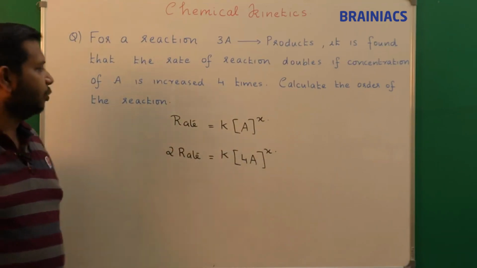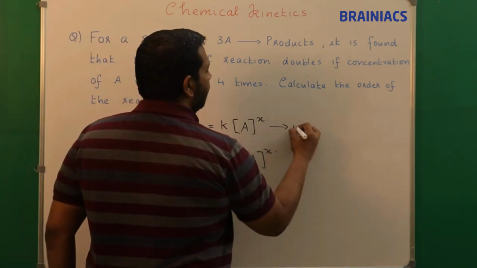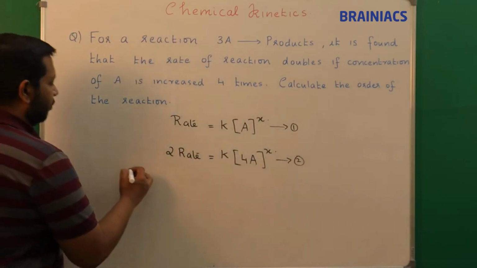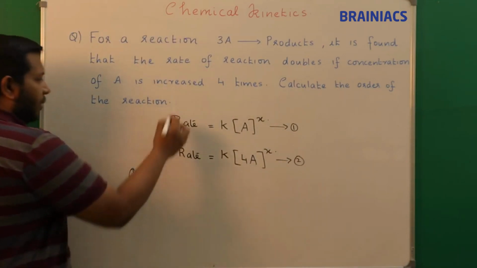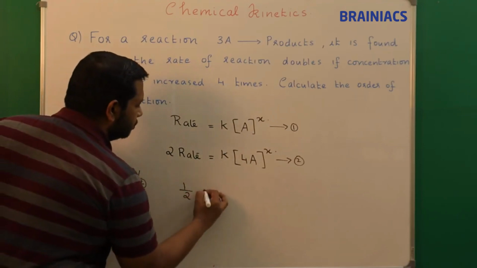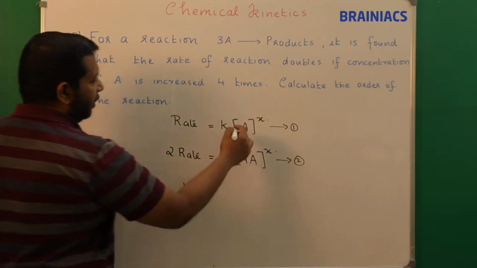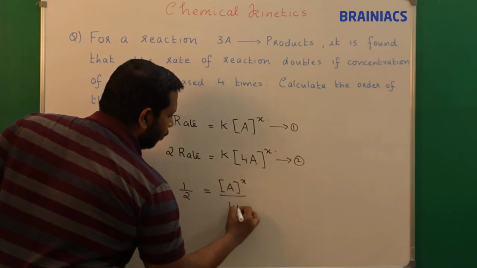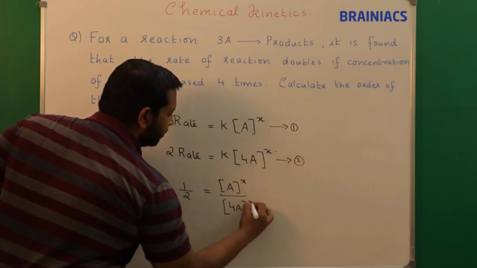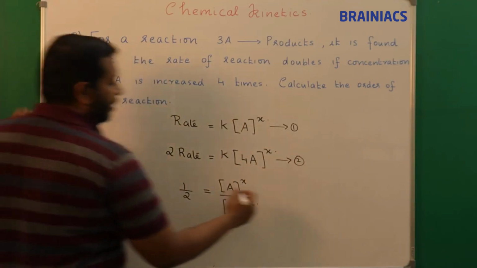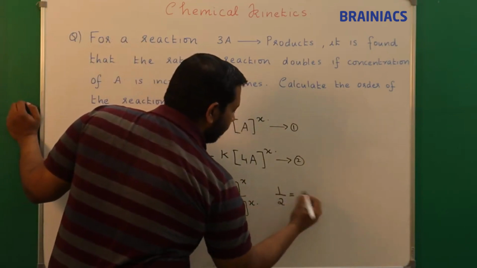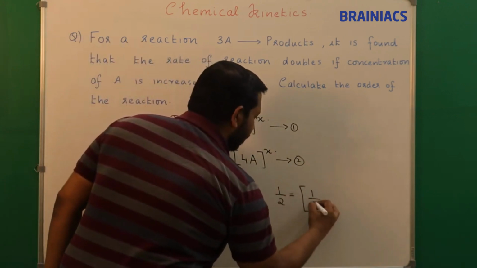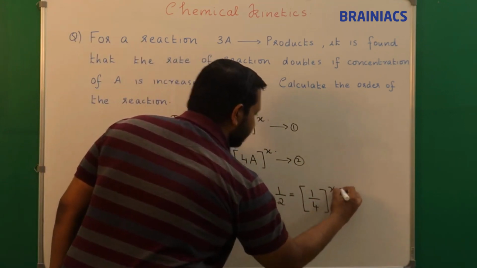Now let us assume we have 2 equations now. So this is equation 1 and this is equation 2. So let us divide these 2 equations. Equation 1 by 2. So what will happen? This will become 1 by 2 and this is equal to, this 2 will get cancelled off, and you have A power X divided by 4A whole power X. Correct? So we can write again this as 1 by 2 is equal to, we can write it in single bracket. So this will become, A will get cancelled off, 1 by 4 the whole power X.